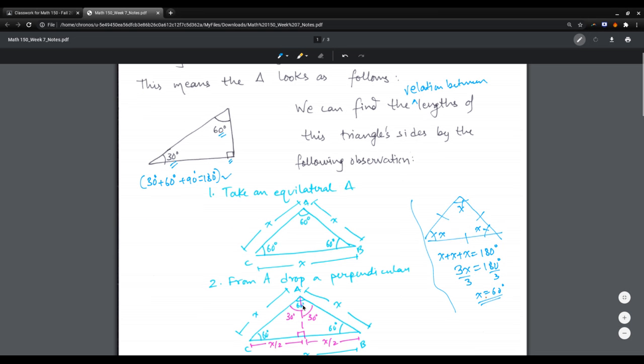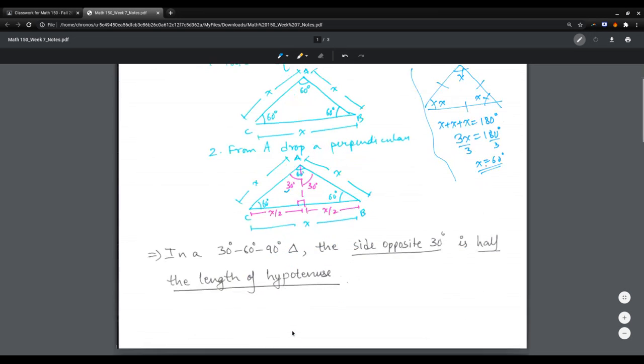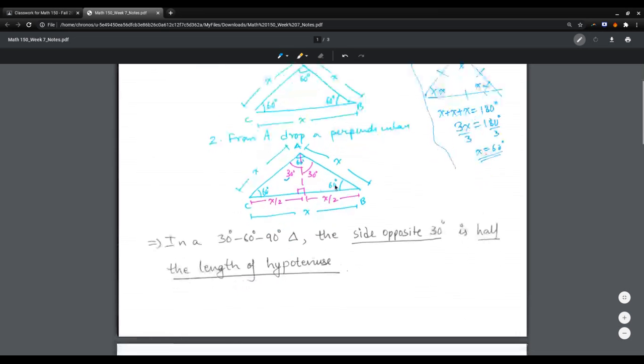Now, from A, I drop a 90 degrees. Now, if this is 90 and this is 60, this angle necessarily is 30 degrees. And similarly, if this is 60, this is 90 again, this has to be 30 degrees. And in an equilateral triangle, when you drop a perpendicular, it bisects the line, meaning these are equal. This is x over 2 and this is x over 2.